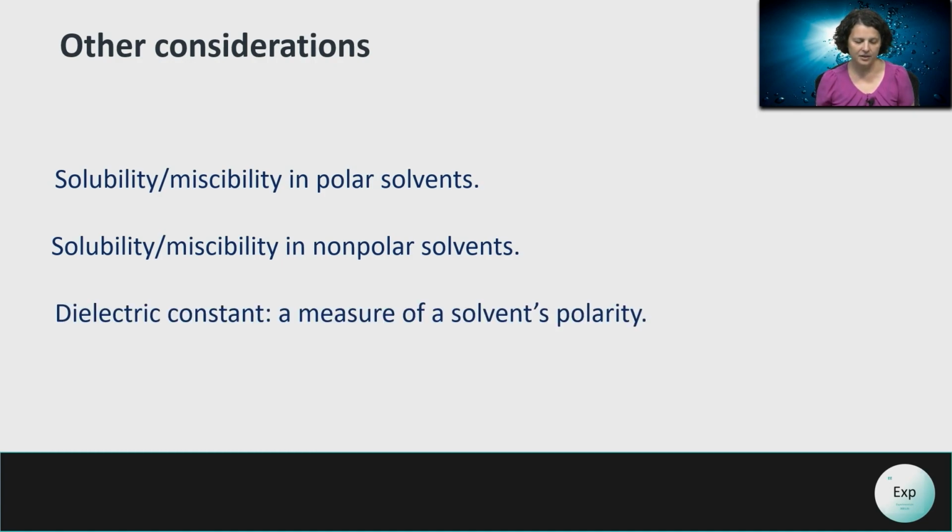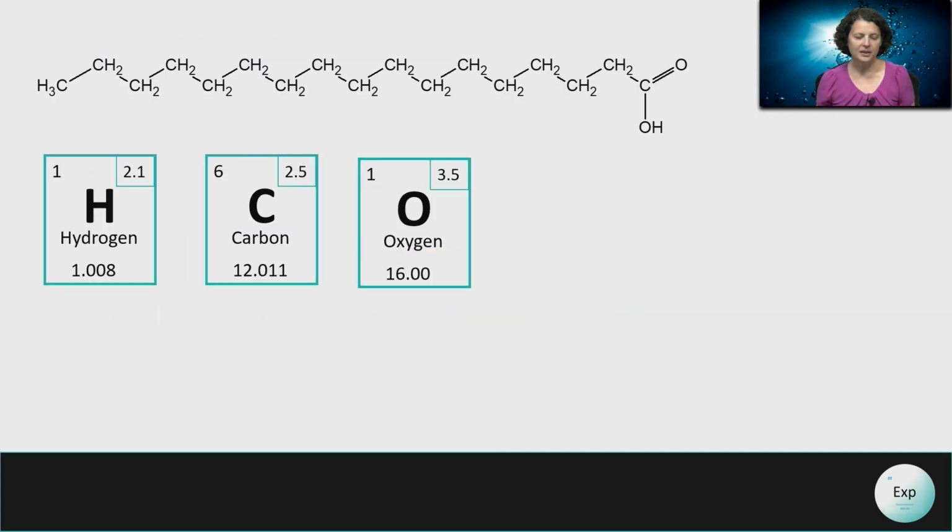And then the final consideration is the dielectric constant. This is the interaction of a substance with a solvent. A dielectric constant is a numerical value that you can find in various tables. Materials with similar dielectric constant values are going to be mixed readily with each other. So let's look at one not so clear example.